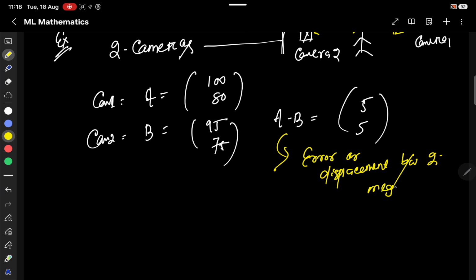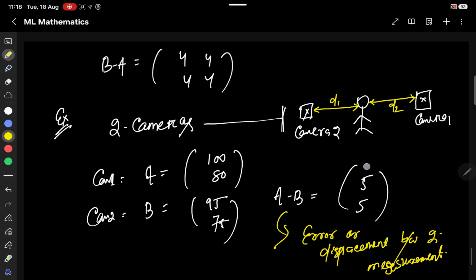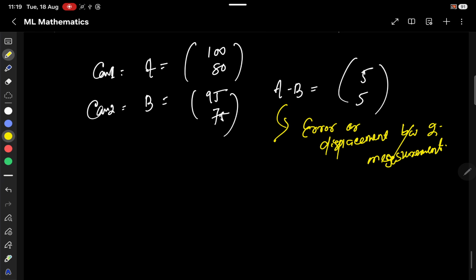Yes or no? Because initially I told you they are in the same measurement. Now after calculation, after doing the distance, it should be 0 0, but it isn't, right? If it isn't 0 0, it means it is error. This is pretty much understandable.